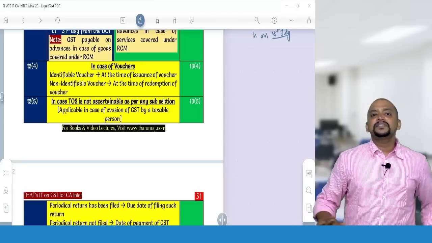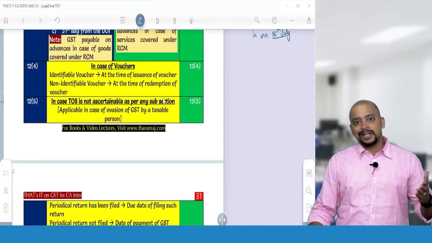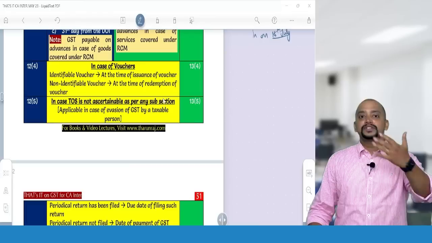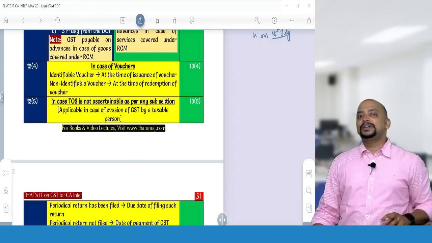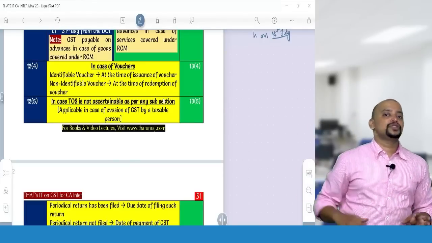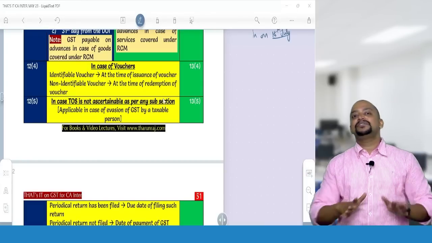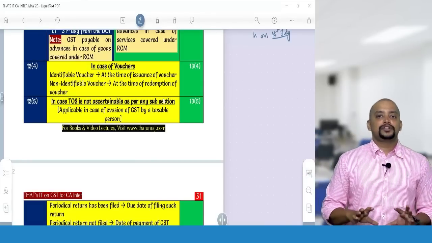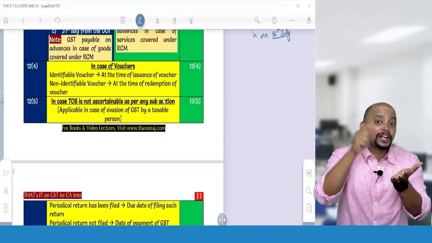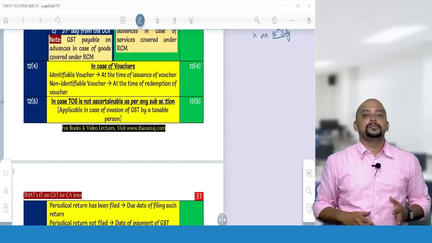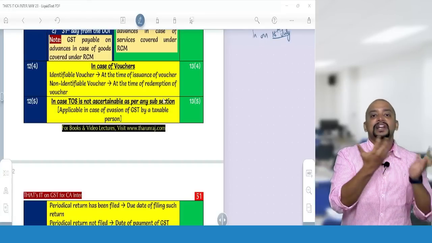If it is an identifiable voucher, we need to take the time of supply as the date of issuance of voucher. That is the date on which the voucher is given, even though it is redeemed in future. For example, today we are giving the voucher that may be redeemed in future. Today itself will be taken as the time of supply, and we know against which product or service it is redeemable, so we need to pay GST. What if the person has not redeemed? Then the GST we unnecessarily paid, we will get as a refund.